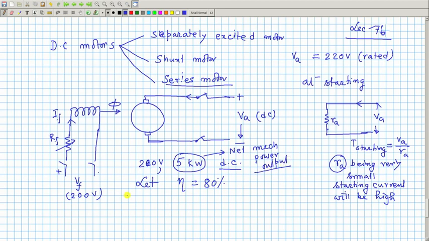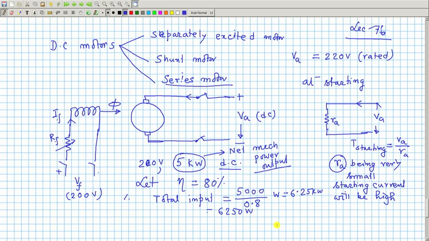So, when the machine is operating at full load condition, the total input must be 5000 divided by 0.8 watt. How much is it? 6.25 kilowatt, that is equal to 6250 watt. It gives you 5 kilowatt output, and this is the input. Now, where does the remaining power go? The remaining power will be the total losses in the machine.